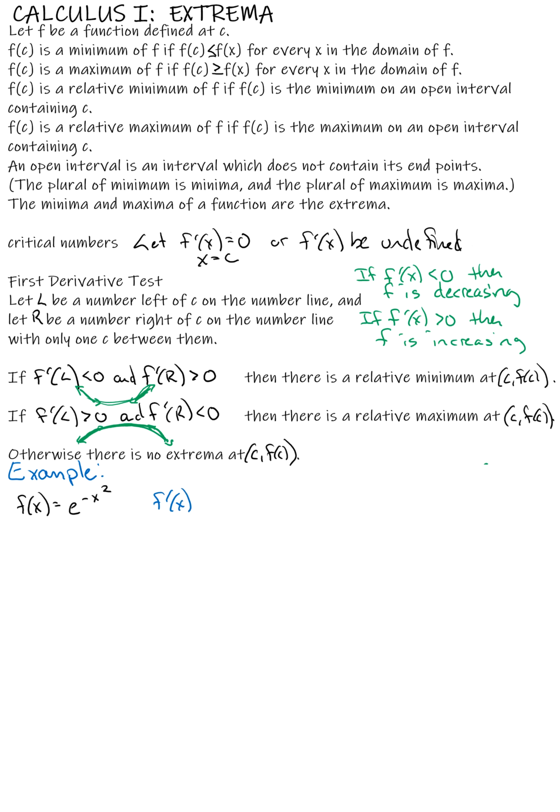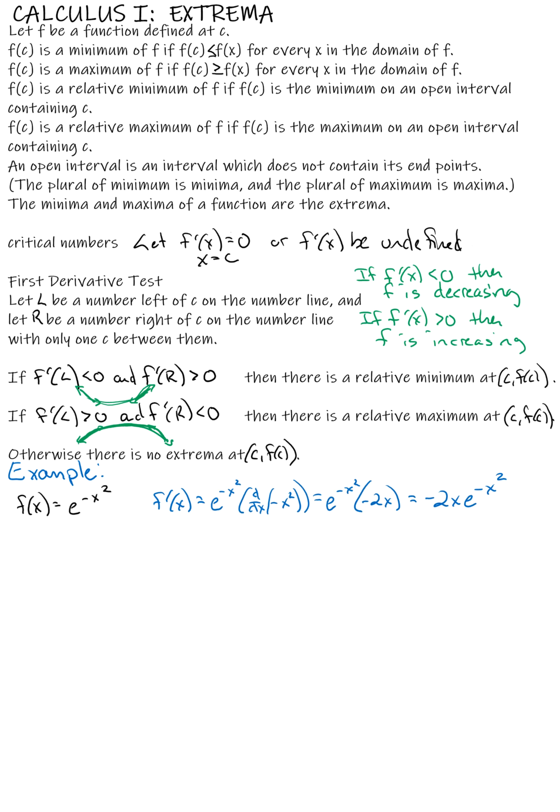Let's take a second and calculate f prime. That is e to the negative x squared. Remember, we're going to use the chain rule here, so we would have to take the derivative of that negative x squared, which gives us e to the negative x squared times the derivative of negative x squared, which is negative 2x. So we end up with negative 2x e to the negative x squared. All right, there's our first derivative.